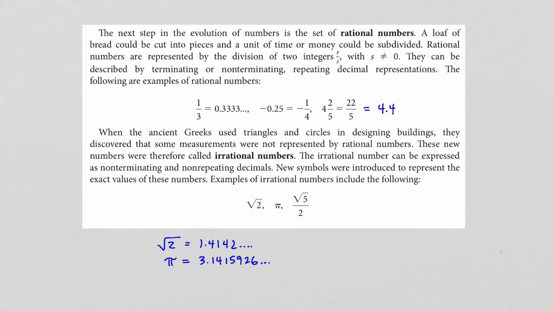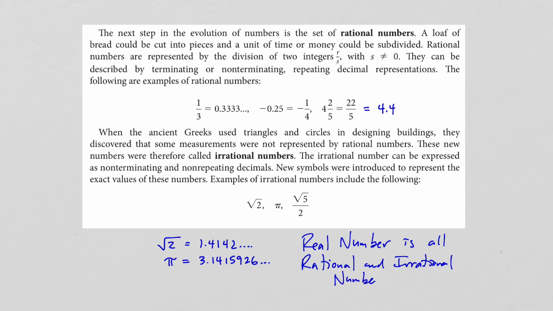The real number system consists of all rational numbers combined with all irrational numbers. So the real numbers is all rational and irrational numbers combined.